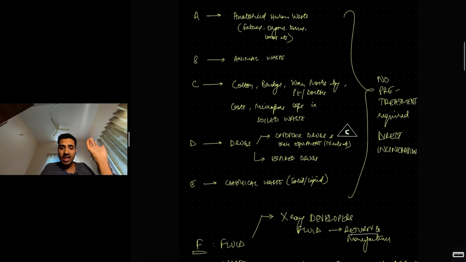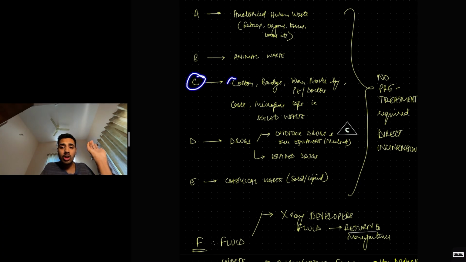C for cotton. Apart from that, you have bandages. You have masks worn by patients or the doctors. Then you have micropore tape. You have casts. All these which have been soiled. Example: blood-soaked cotton, or some wound dressing, ulcer dressing that you've removed and now want to discard. All those come under yellow C category, also known as soiled waste.